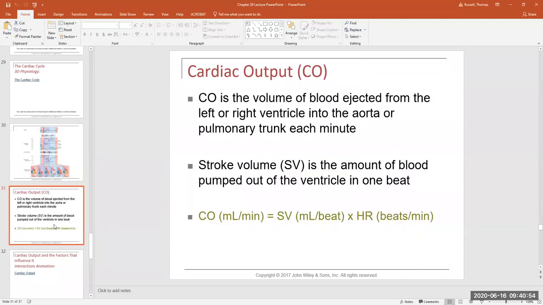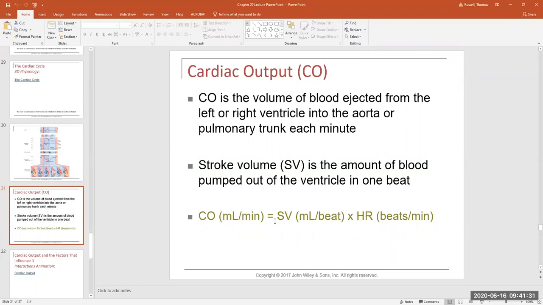So this is where we ended up last time, with me just covering what cardiac output is and then talking about stroke volume a little bit with heart rate. So cardiac output is a diagnostic measurement of the effectiveness of your heart. How efficient is your heart? So it is a measurement of the volume of blood, milliliters, that is pumped out of or ejected out of the ventricles into the aorta and the pulmonary trunk every minute. So cardiac output is volume of blood per minute that's being pumped out of the heart.